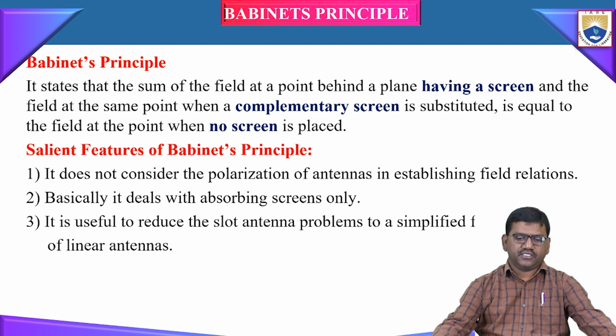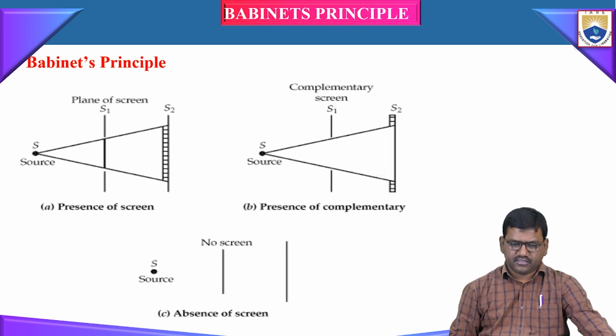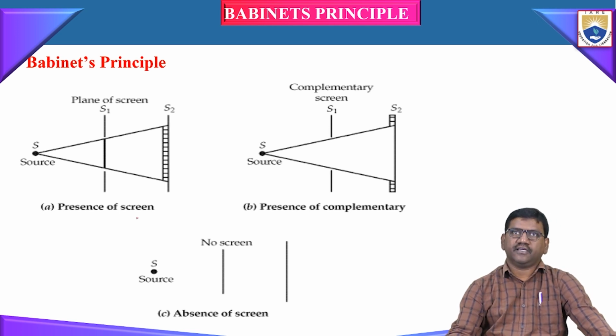Babinet's principle. It says that the sum of the field at a point behind a plane having a screen and the field at the same point when a complementary screen is substituted is equal to the field at the point when no screen is placed. Generally, this is the technique using Babinet's principle for the slot antenna.